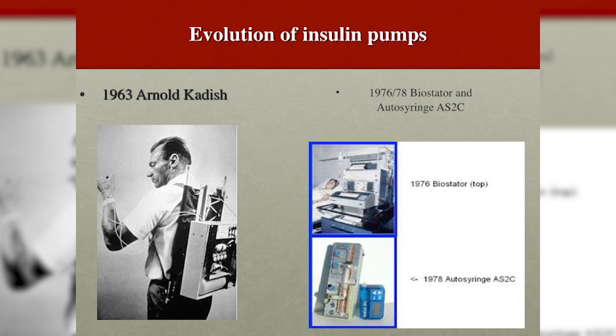So the first insulin pump was developed or introduced in 1963, and this is Arnold Kadish. Everyone uses his picture in their presentation. If he would have charged 1 cent, he probably would have been a billionaire. So this pump was like a backpack, and it was delivering insulin intravenously. But it actually worked really well because intravenous insulin worked really fast, so blood sugars were under excellent control. But since then, we have made a lot of advancement in the technology.